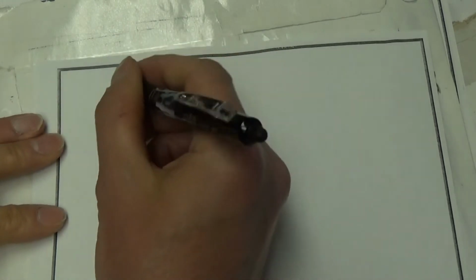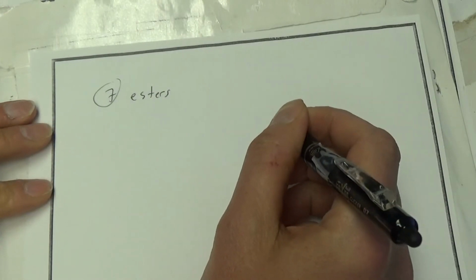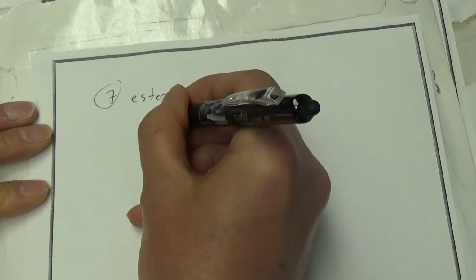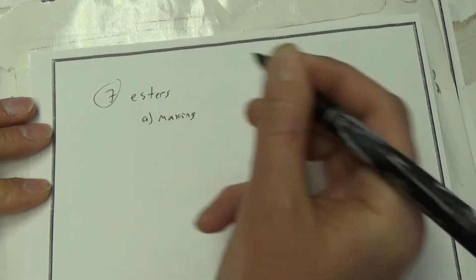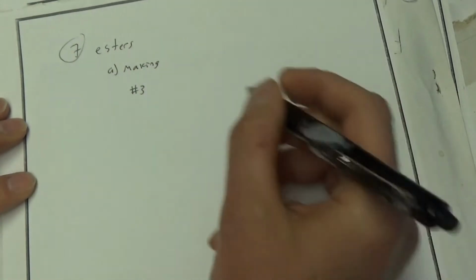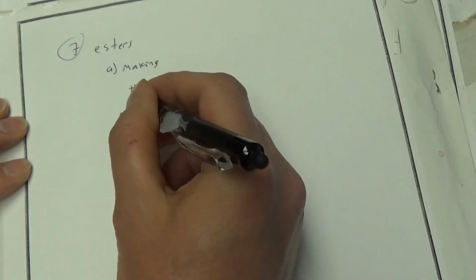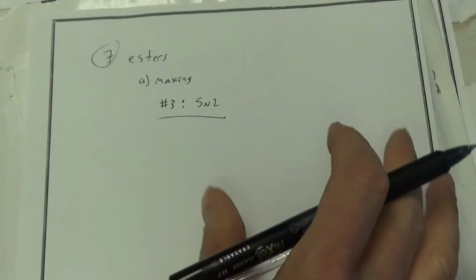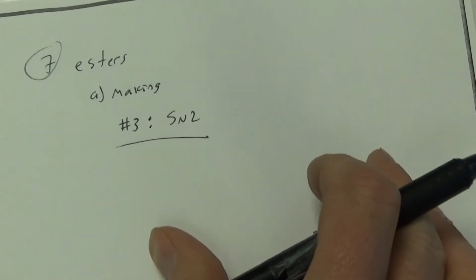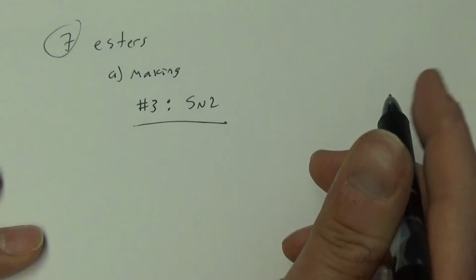Okay, so we're still on number 7, esters. We're still on A, which is how to make esters. And we're still a little bit on number 3, which is this SN2 method. I just wanted to mention something, actually going back to Organic 1, so scary Organic 1 stuff.